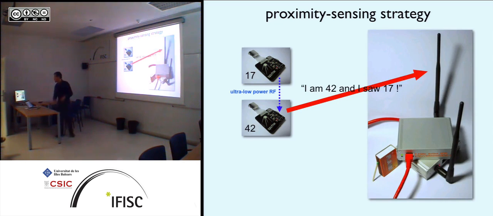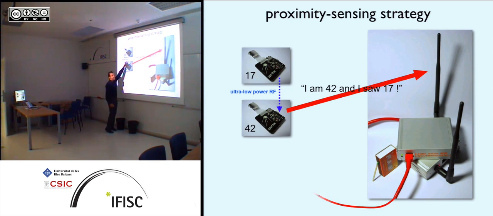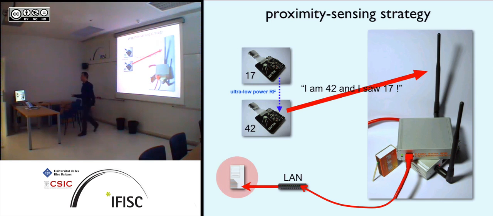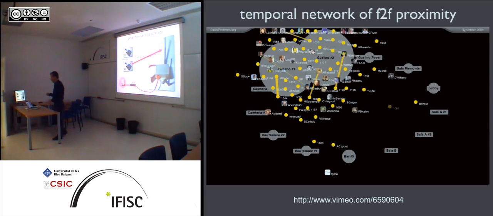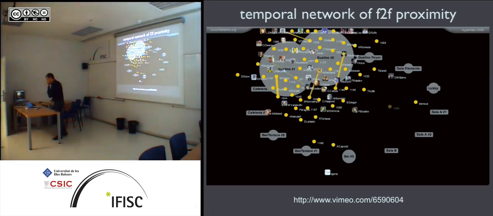So when device 42 detects a packet from 17, it sends out a message saying, I am 42, but I just saw nearby 17. So what we mine in real time is an edge between these two guys. Okay? And then we assemble the networks. I will not be able to go into the engineering details. There is a lot of engineering, as you imagine. But the point is that now this is how a conference looks.